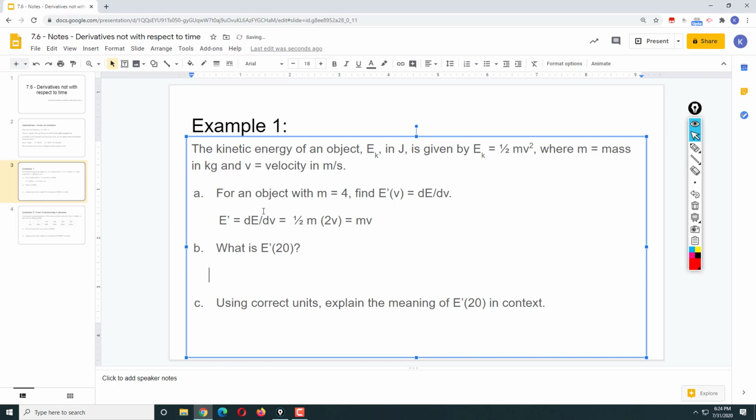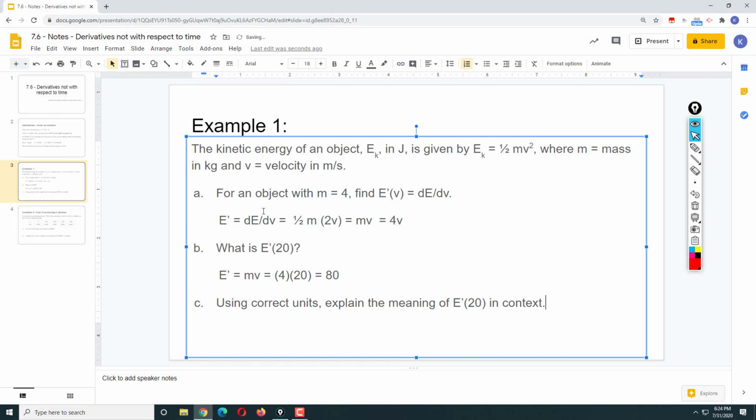So what is E prime of 20? Well, E prime equals mv. m we're told is 4. v is 20, so E prime equals 80. In the last problem, if we note that m is 4, the solution E prime is mv, which is also equal to 4v.